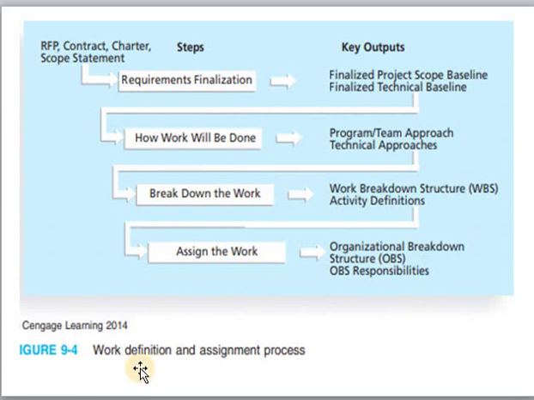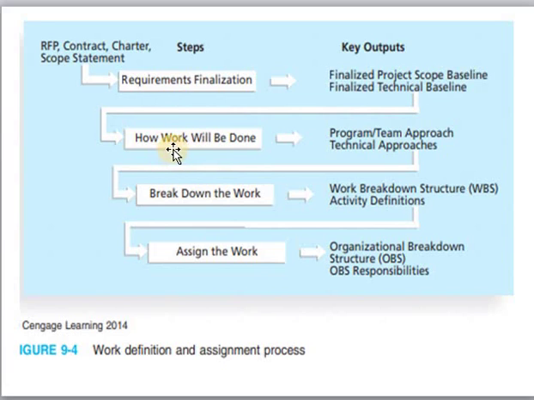So next we have the work definition and assignment process. We have the steps and the related key outputs of every step. The first step is requirements finalization, in which we will finalize or define the set of requirements which will be involved inside our project. So the key outputs for this step will be the finalized project scope baseline and the finalized technical baseline, using which we can define how we will conduct the work that we need to accomplish.